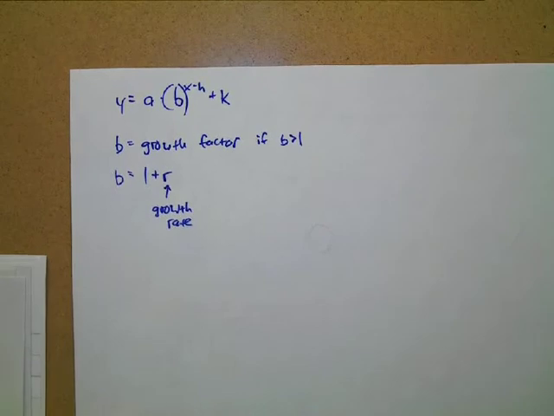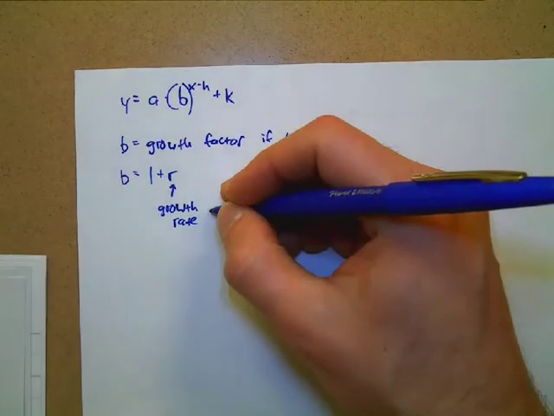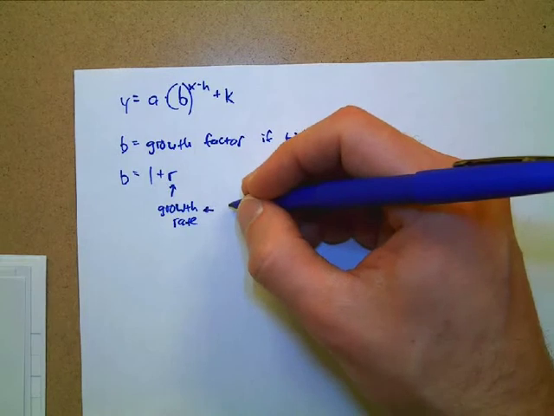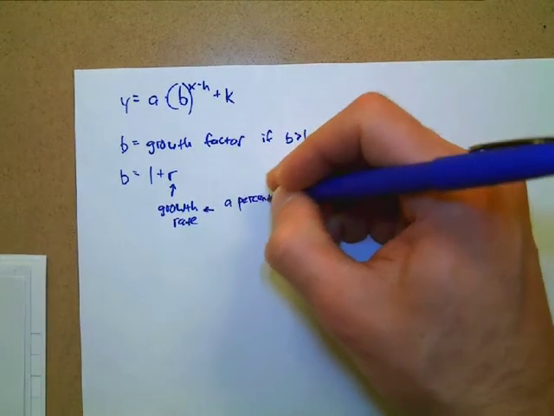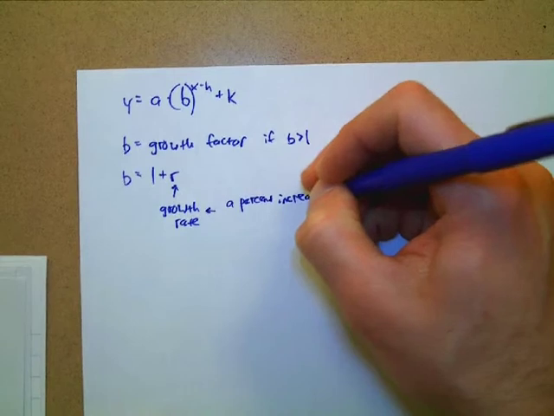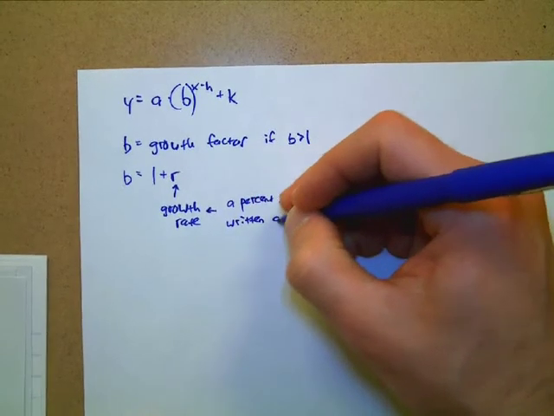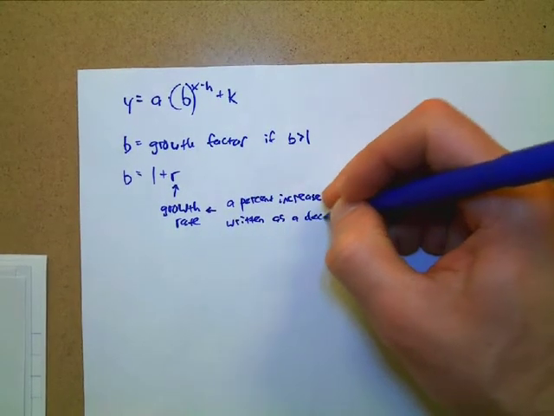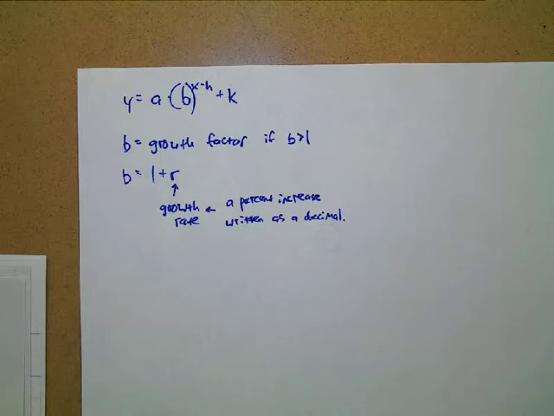So, the growth rate is typically a percent increase written as a decimal. Okay, a percent increase written as a decimal.